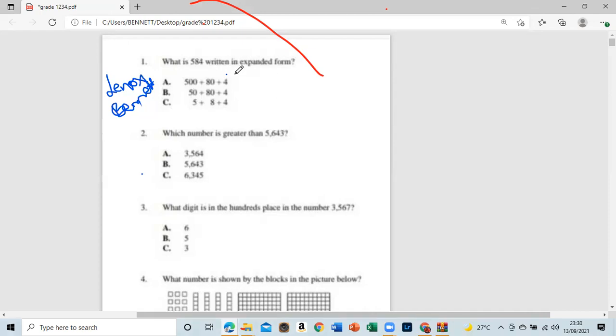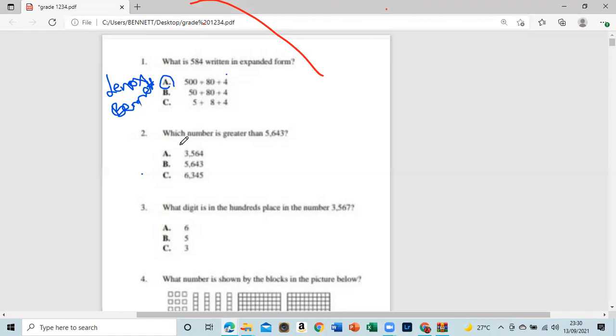Number 1 says, what is 584 written in expanded form? What they want us to do is to just expand it, and it must be the same value. As you can see, there are only 3 options. It would be A. When you add all 3, 500 plus 80 plus 4, you should get back 584. It couldn't be this one because 50 plus 80 is 130, plus 4 is 134. And this one is 5 plus that, 13 plus that would be 17. So the value would have to be the same.